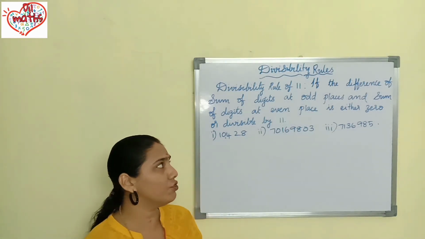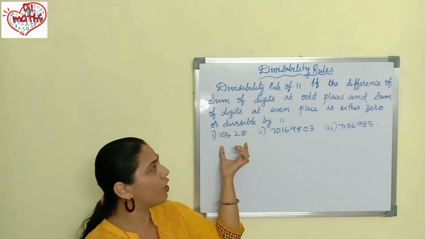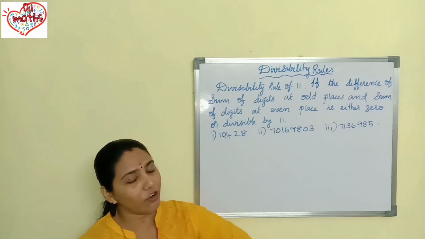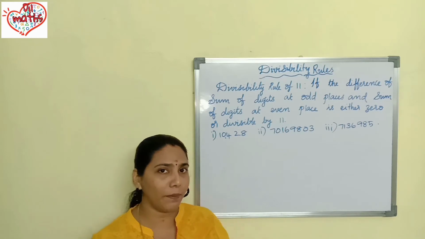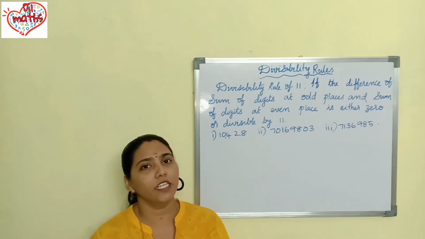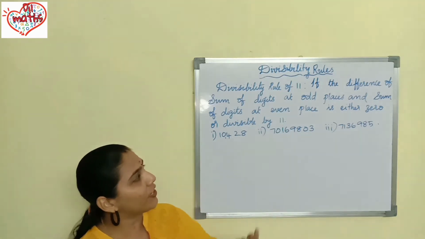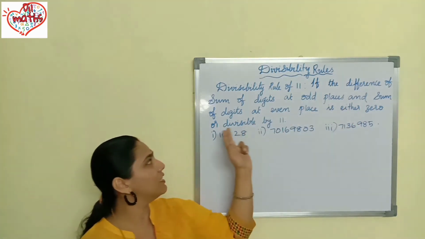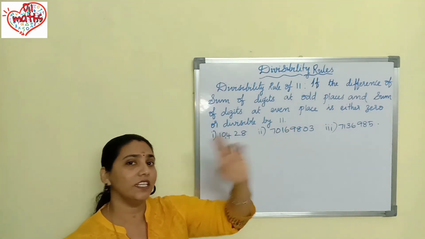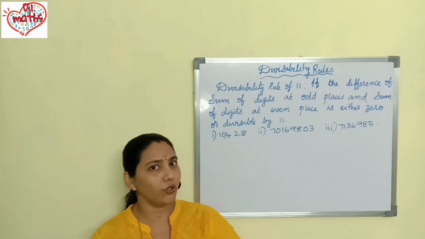So for that, what should you do? You got a number. First, you find the sum of digits at odd places. Then you find the sum of digits at even places. Then you find the difference of those. If the difference is either 0 or divisible by 11, then you can say that the number is divisible by 11. So we'll check through an example.